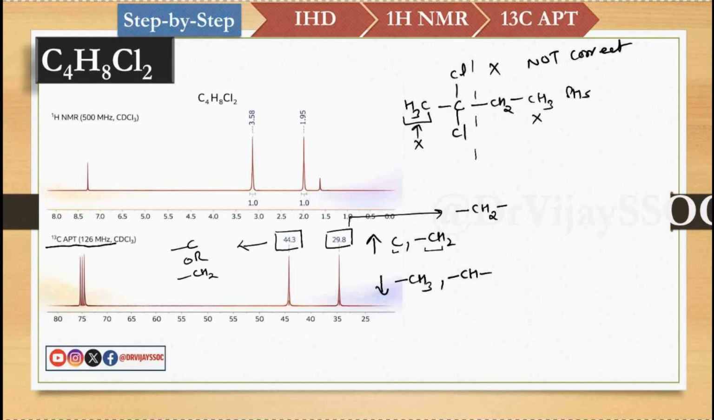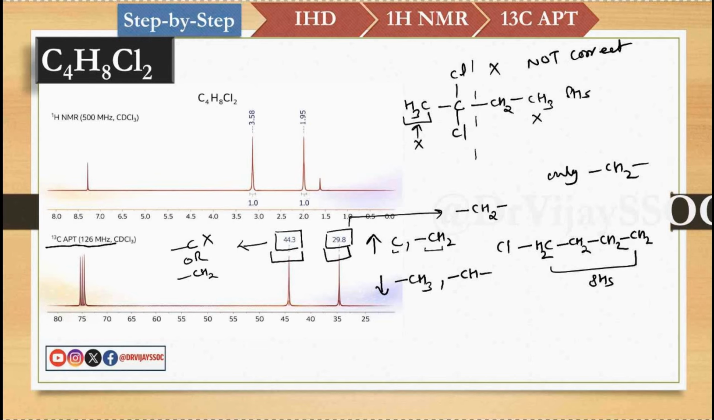Now we can say that this cannot be a quaternary carbon. So it means that this molecule has only CH2. So this carbon indicates that this molecule has only CH2, CH2. So let's try to draw the structure now. So let's say CH2, CH2, this is CH2, and this is another CH2. Now how many hydrogens are there? 8 hydrogens. Okay, I will put the chloro here and here.